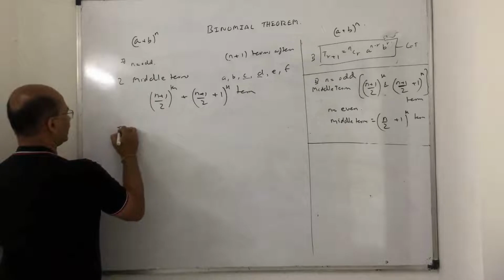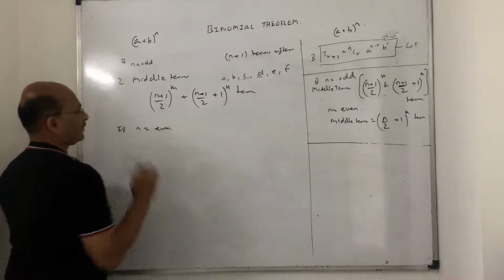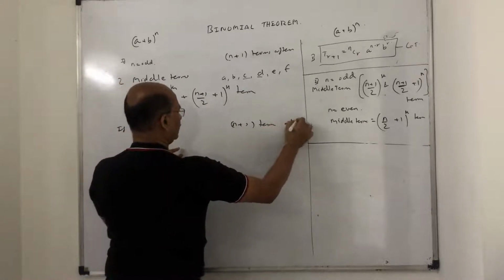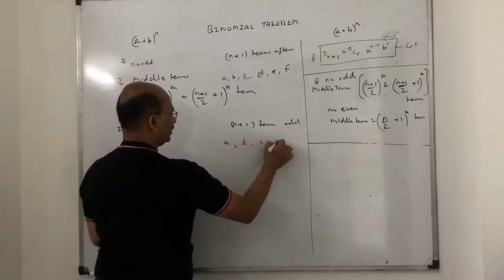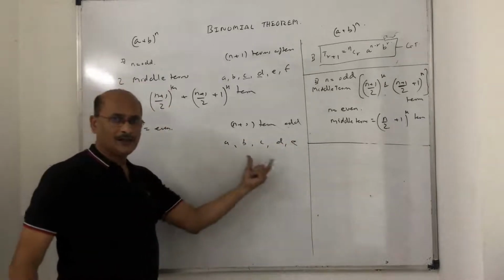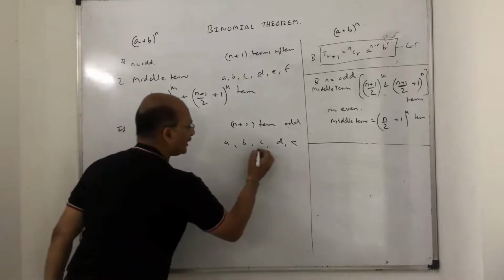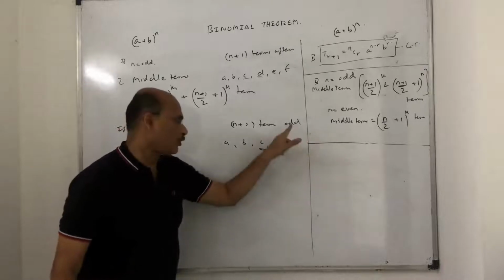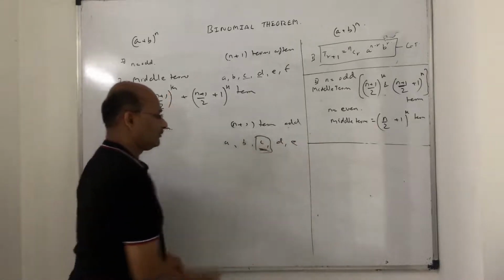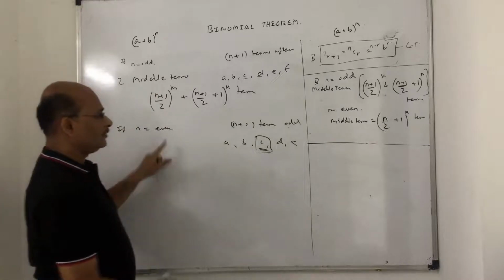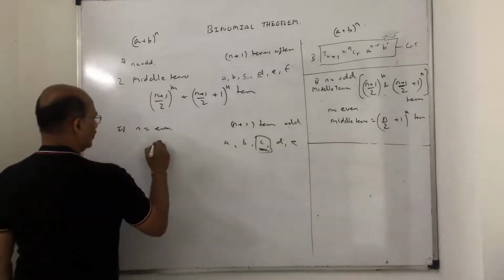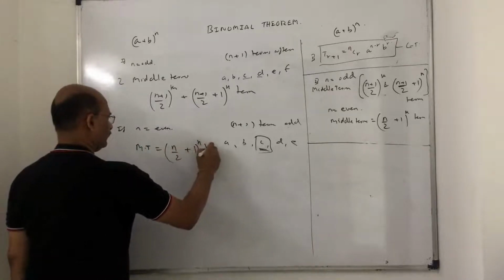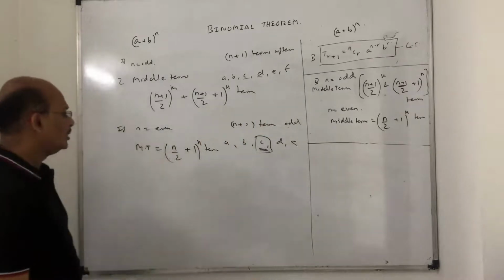Similarly, second case, if n is even, then n plus 1 terms will be odd. Very easy. For example, suppose A, B, C, D, E. Very easy to find the middle term when there are an odd number of terms in the expansion. That is nothing but the third term. There can be any number of terms, but for an odd number of terms, finding the middle term is much easier. So there will be one middle term when n is even. What is the formula I am giving you? If n is even, the middle term will be the (n upon 2 plus 1)th term.